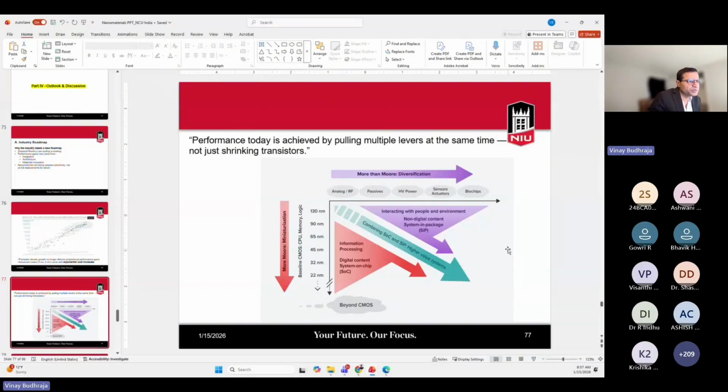So this graph shows the evolution of the analog and the passive HV power sensor actuators. So it has the combining SOC and the SIP, the information processing, interacting with people. So non-digital element system in chip, system in package, and system on chip. So that needs a proper balance.